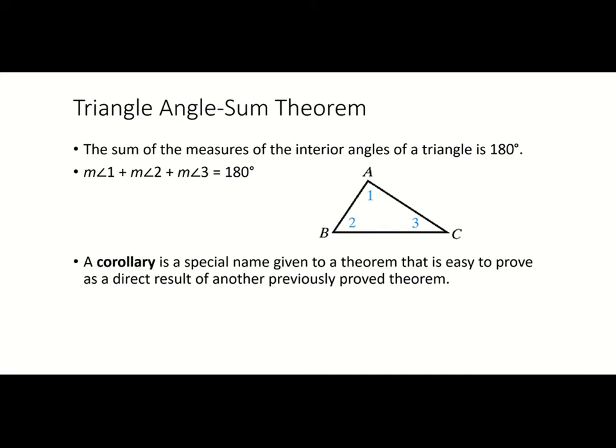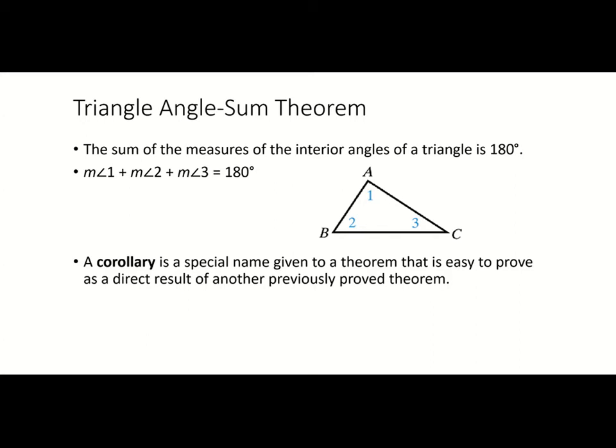Here we have our triangle sum theorem, which most of you already know. All 3 measures on the interior of a triangle will always add up to 180 degrees. If it doesn't equal 180, it's not a triangle. So again, if you add all 3 angles, they equal 180.